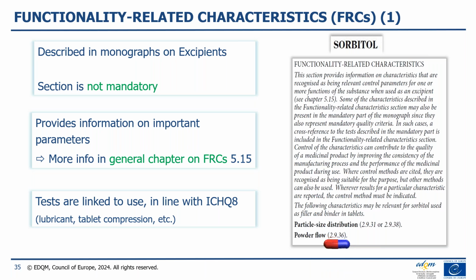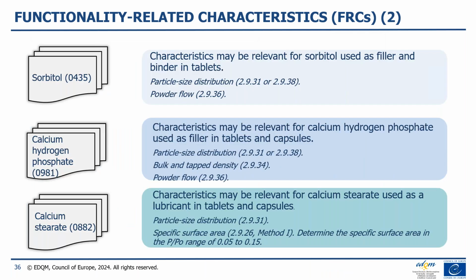Let us see some examples together. In the case of sorbitol, the particle size distribution and the powder flow have been found relevant when this excipient is used as filler and binder in tablets. In calcium hydrogen phosphate, 3 parameters are found relevant when this excipient is used as filler in tablets and capsules. But please remember that other characteristics may be relevant if the same excipient has another use.